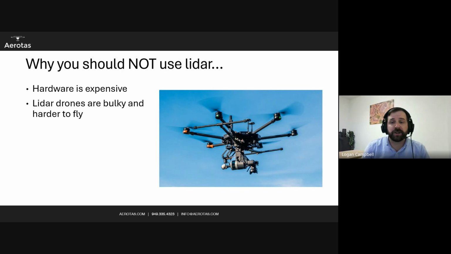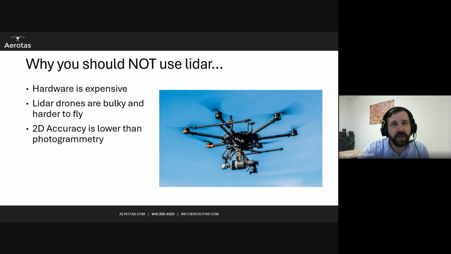LiDAR drones are bulky and harder to fly. We are not a company that makes our business by going out and flying, but we have a bunch of drones that we use for testing purposes. And I can tell you, our pilots almost always prefer to fly a photogrammetry drone if they can get away with it. It's smaller, no one asks questions. It's a single box that you have to throw in the truck. LiDAR drones take a lot longer to set up. They're heavier. The people in the field don't like using them as much. They're a little bit more of a pain. Photogrammetry is easier. It gets done a lot more.